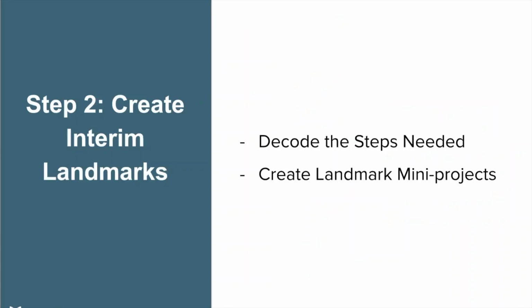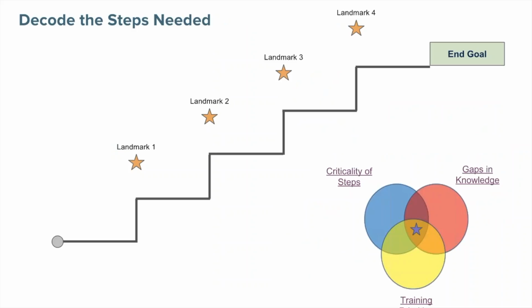Next, let's talk about step 2, create interim landmarks. So there's two pieces here. First is decode the steps needed that you're trying to teach them, and then create landmarks that are mini projects. Let me describe what I mean. Let's say up here on the upper right, you've got your end goal, the one that we discussed earlier. Maybe it's the just do it goal.